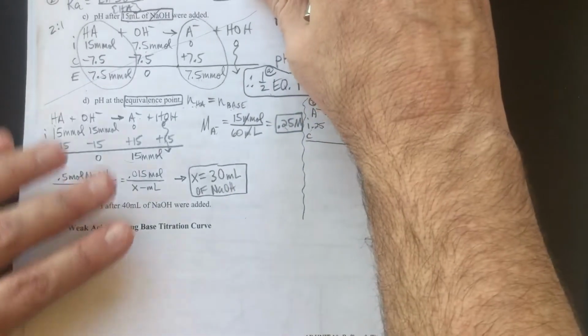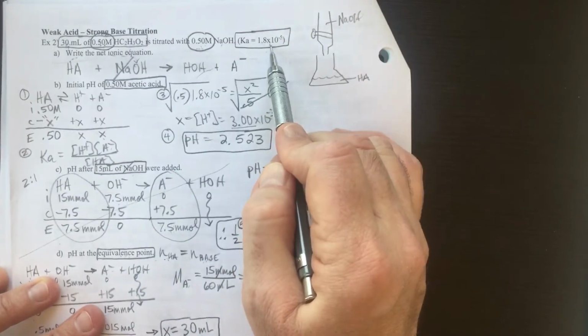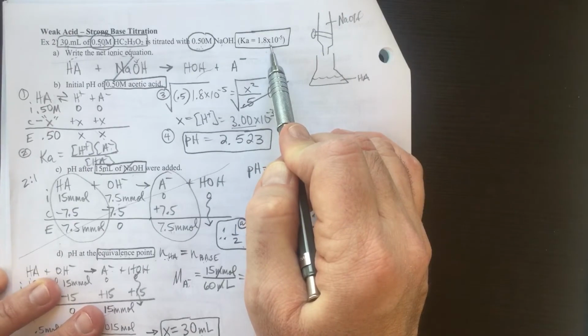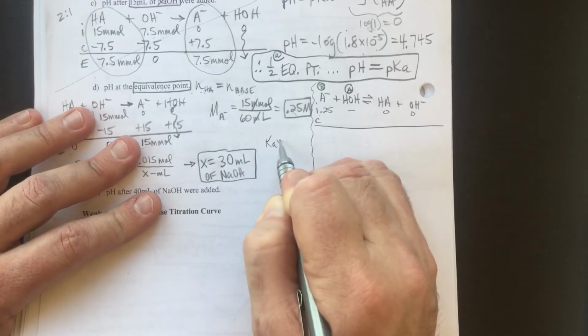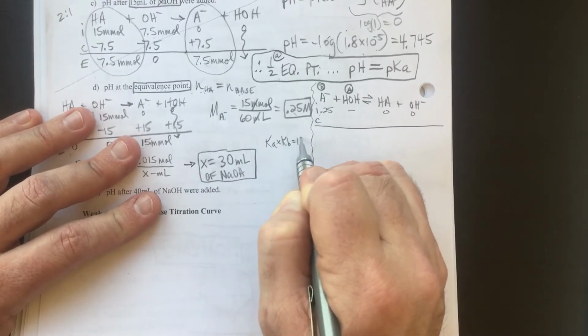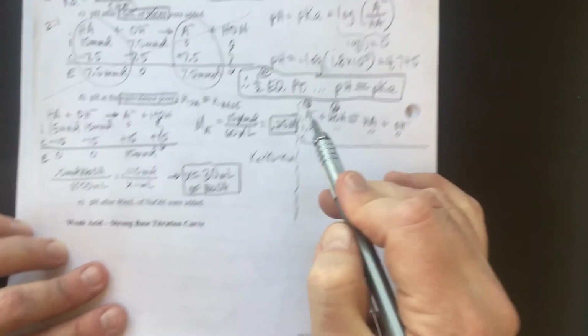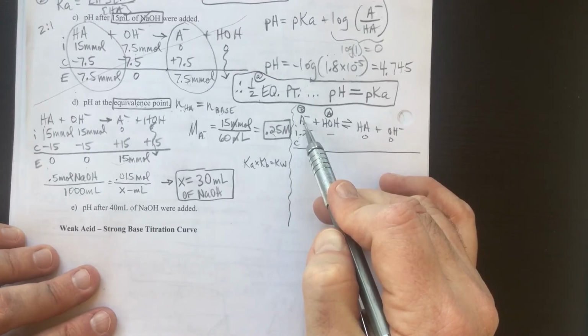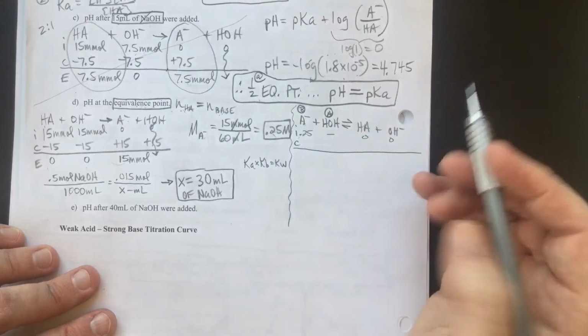Look at its acid's Ka value, 10 to the negative 5. So just to remind you, Ka times Kb equals Kw. So we know the Kb of this is going to be small. I'll prove it to you in a minute.